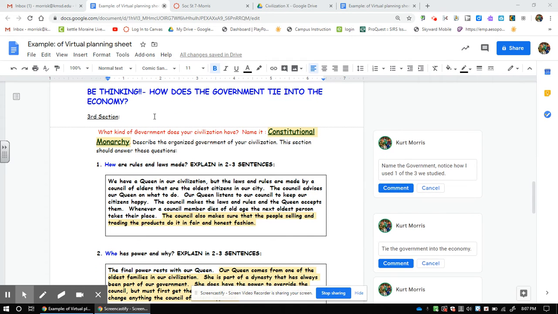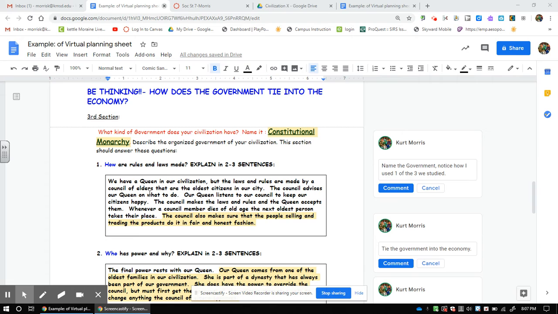Okay, now we're moving on to the government. And notice how I tie our government and our economy together. So check this out. Name it. I'm doing a constitutional monarchy. So I have a queen, but the queen, of course, does not have total authority. The queen has to answer to a council. Here's what I wrote. How are the rules and laws made?